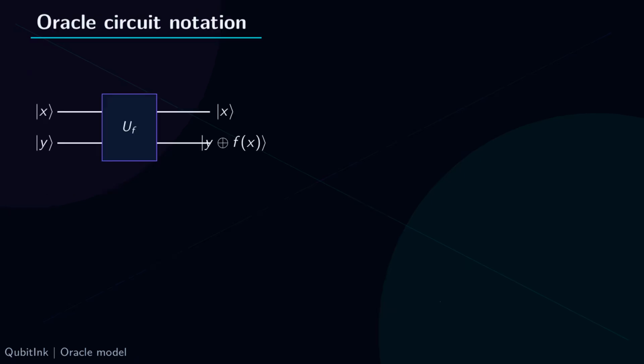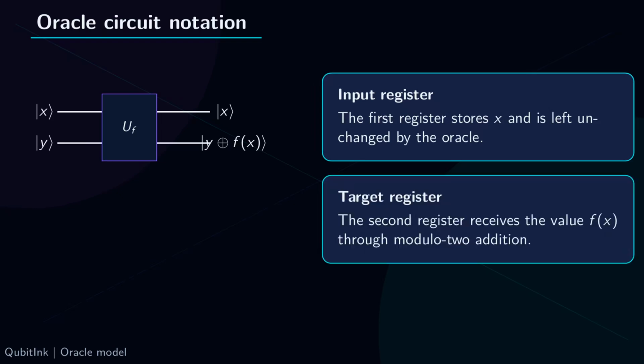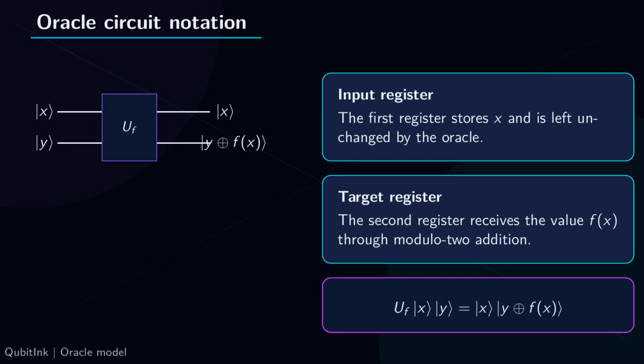This slide shows the standard circuit notation for the oracle U sub f. The upper wire is the input register ket x, and the lower wire is the target register ket y. The oracle leaves the input register unchanged and writes the function value into the target by modulo 2 addition, U sub f acting on ket x ket y equals ket x ket y XOR f of x. This form is important because it makes the operation reversible. The input is not destroyed. The target changes in a way that depends on f of x. In query complexity, the oracle is treated as a black box, and we count how many times it is used.